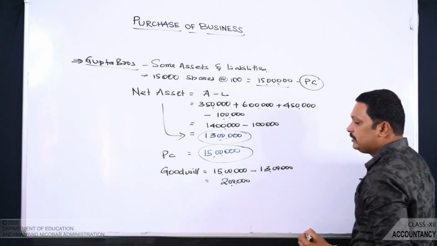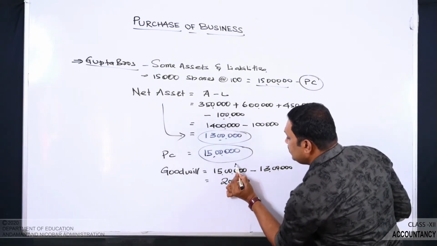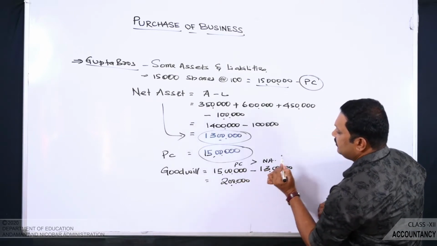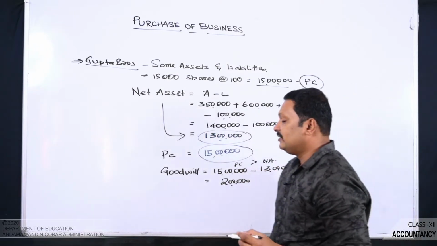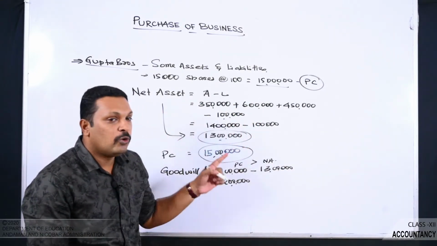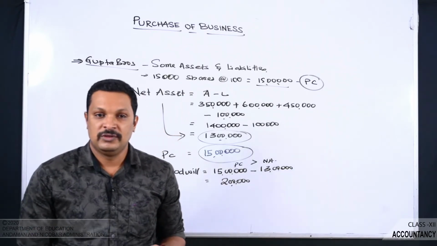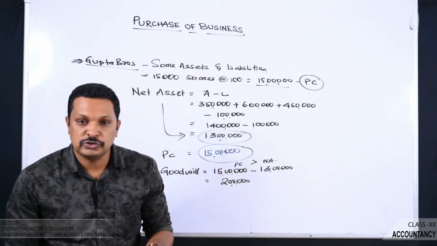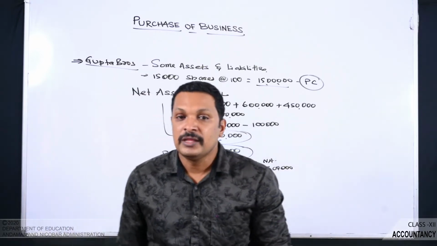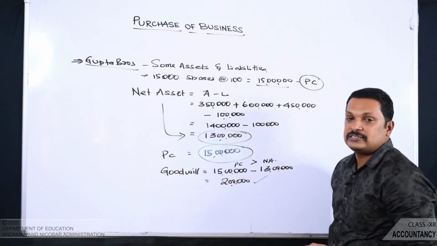That is, goodwill is equal to PC more than the net asset. If PC is more than the net asset, then we get goodwill, because we are paying more for the name and the reputation of the business. We are ready to pay an extra amount because it has some reputation, some goodwill. Because of that, we are paying the extra amount. That is, 2 lakh is goodwill.